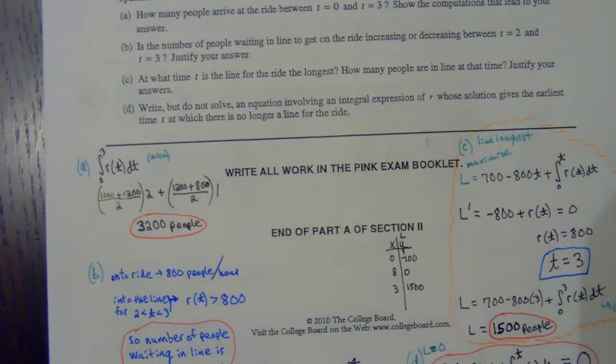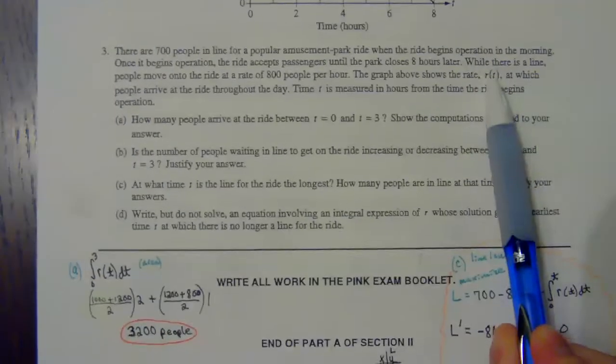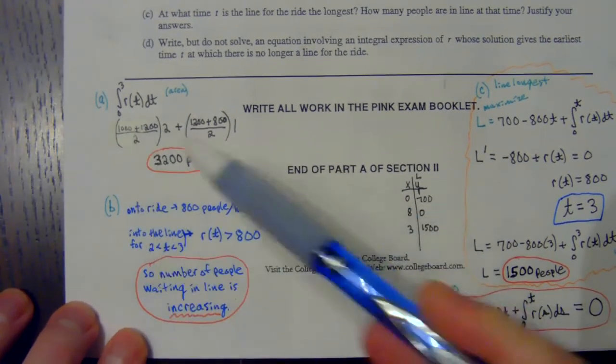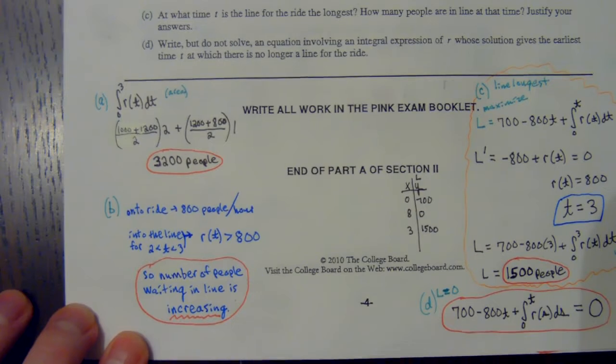You don't care how many people are already there. You just want to know how many arrived in between 0 and 3, and that's what this graph of R is. So you're going to integrate R in between 0 and 3. And so when you integrate that equation, that graph up there, that's going to be the area in between 0 and 3.